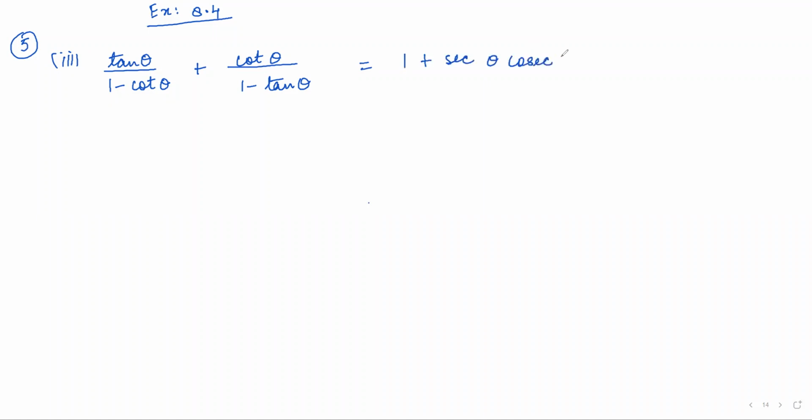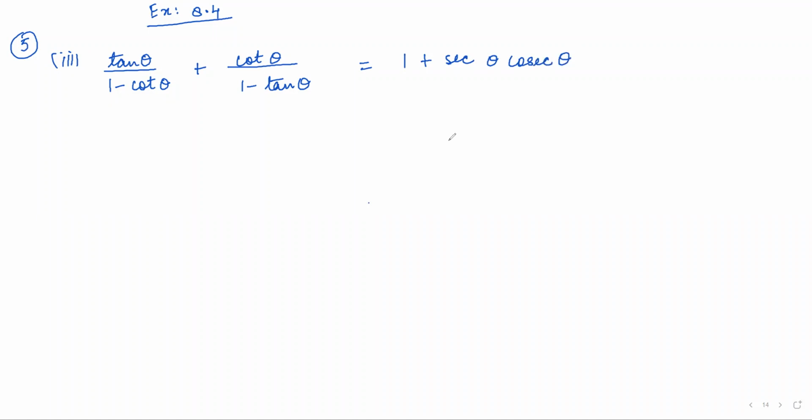Fifth question. Prove the following identities where the angles involved are acute angles for which the expressions are defined. In this we did two. First part we have done. Second also we have done. Let's do the third part. Tan theta divided by 1 minus cot theta, plus cot theta divided by 1 minus tan theta. And then you have to prove it equals 1 plus sec theta cosec theta, right?